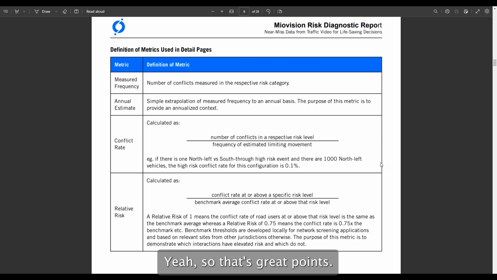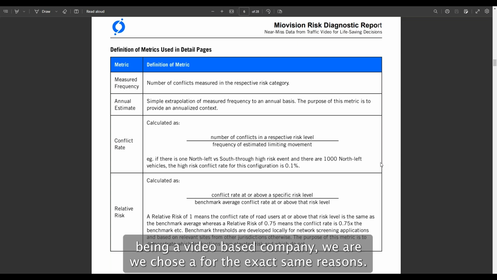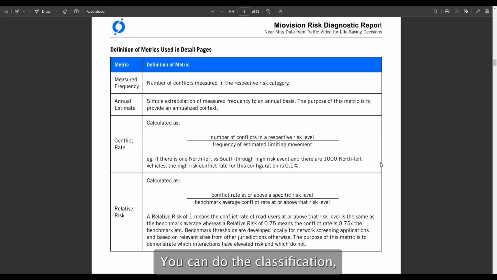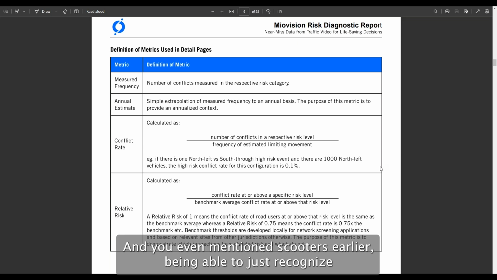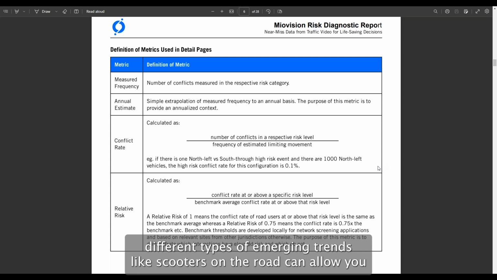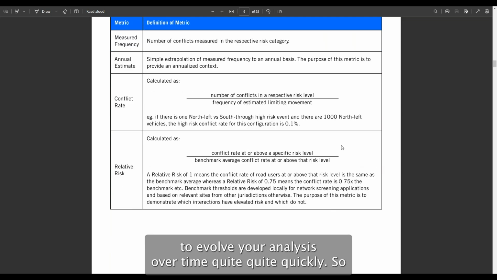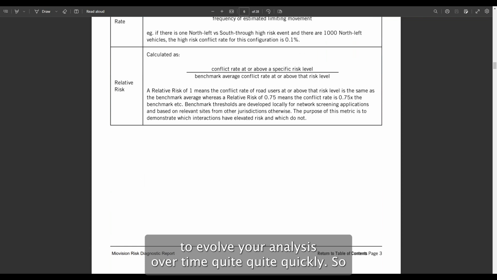Yeah, no, that's great points. I mean, obviously, Miovision being a video-based company, we chose it for the exact same reasons. You can do the classification, you can see the objects, you can teach the objects to do more things over time. And you even mentioned scooters earlier. Being able to just recognize different types of emerging trends like scooters on the road can allow you to evolve your analysis over time quite quickly.